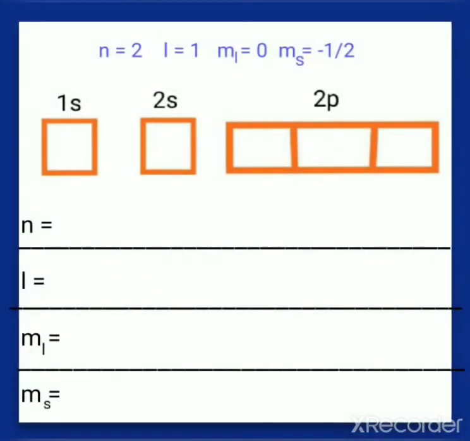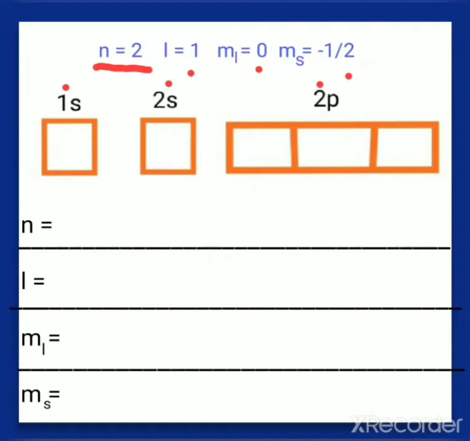That is n equal to 2, l equal to 1, ml equal to 0, and ms equal to minus half. First of all, make the orbitals: 1s, 2s, 2p and so on. The value of n is given as 2, which means the last electron will be in the second shell, the second orbit. So we need not make any further orbitals. Like 3s, I have not made here. Why?